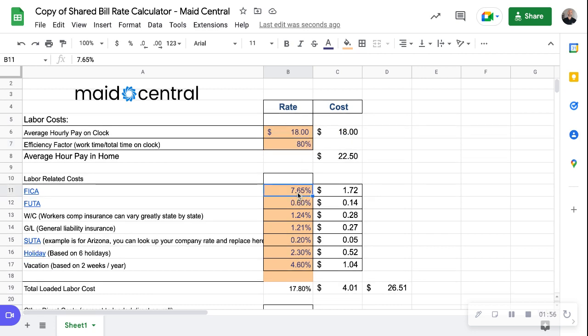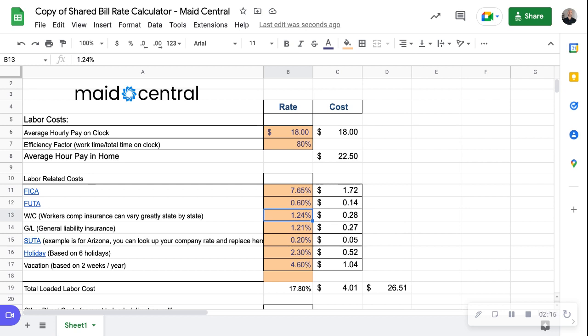So some of these we don't want to change. So FICA and FUTA, those are federal rates. FUTA is variable. It's capped at a certain amount, so we just use basically 0.6%. FICA is 7.65% of the wages that you pay as an employer towards the cost of doing business.